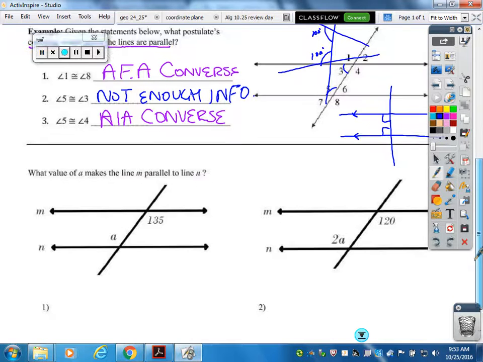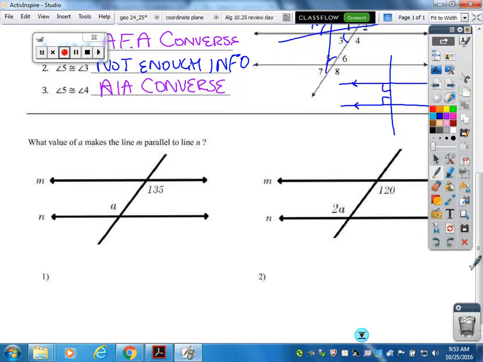Okay, moving on. What value of A makes line M parallel to line N? So here's M, here's N. What value of A would make the lines parallel? Well, these two angles would need to be congruent. So A must be 135 degrees.